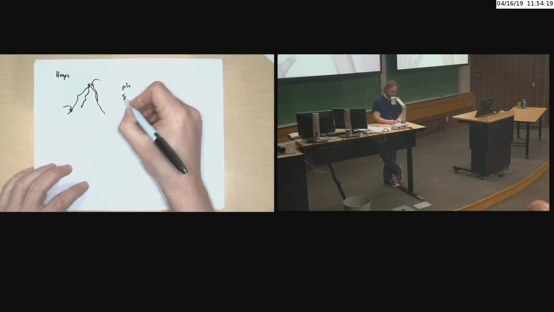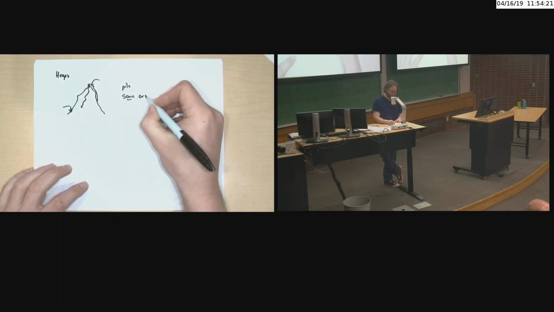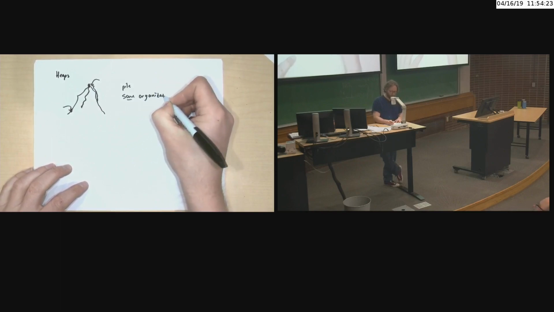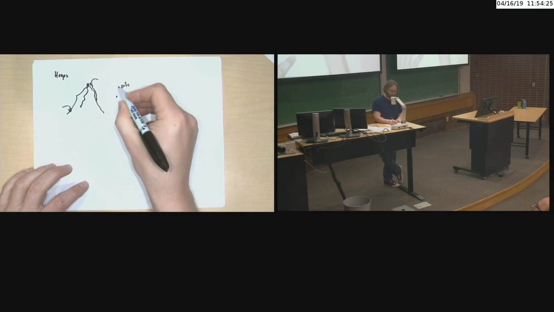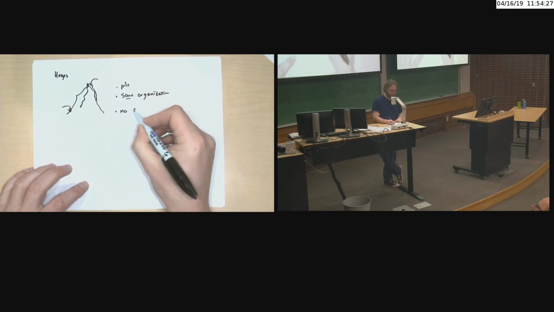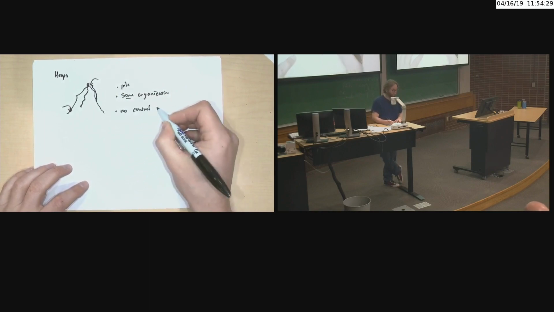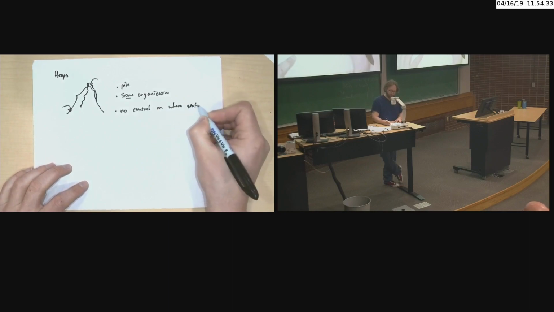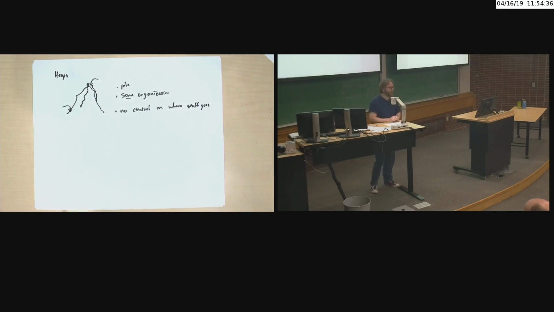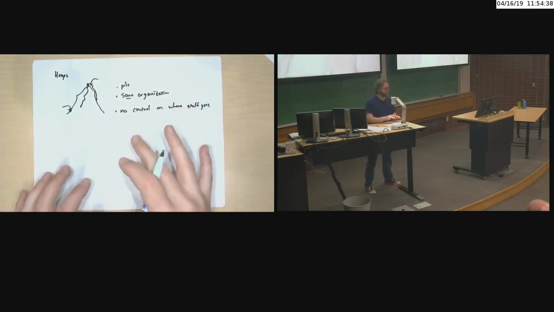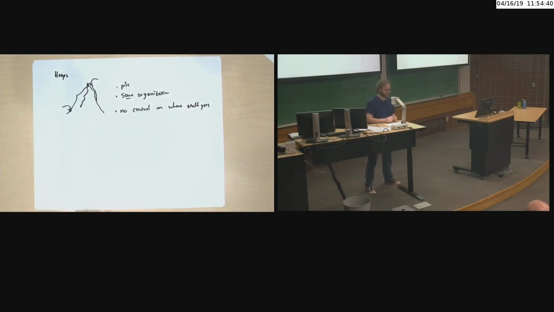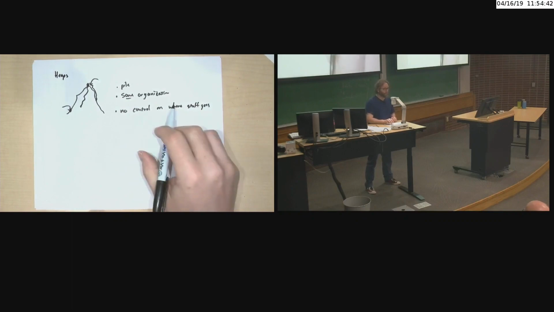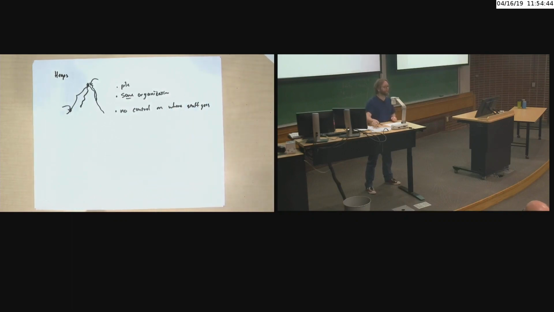There is some organization, right? But there's also no control by you on where stuff goes. And that's basically the idea of this actual data structure. It's not going to be fully organized. So we're not going to have the full organization of a binary search tree where we can find anything proportional to the depth.